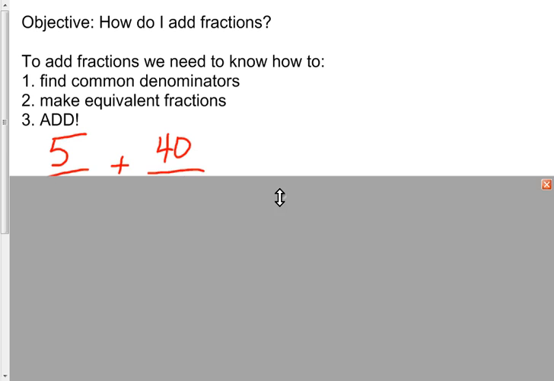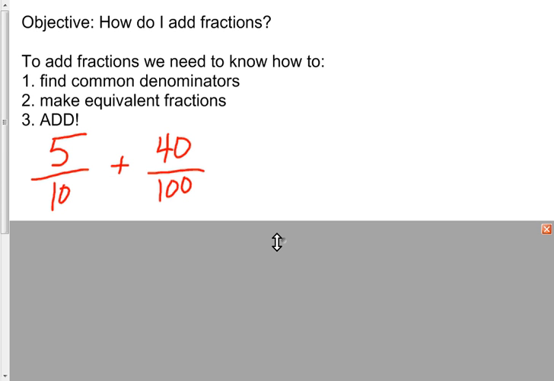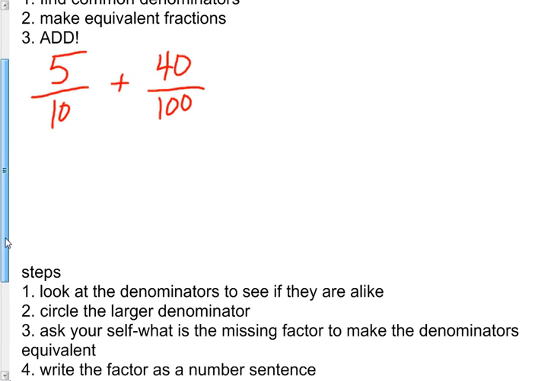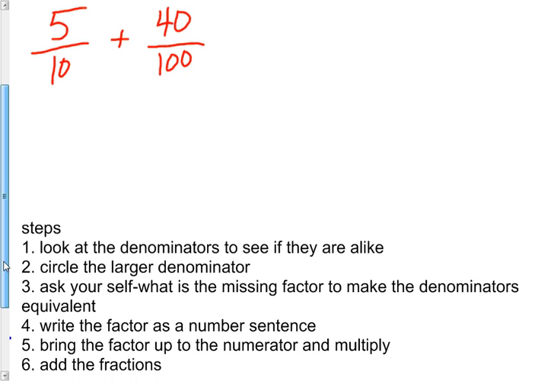And last, we need to know how to add. So we are going to work with these two fractions, 5/10ths and 40/100ths. Now the first thing I'm noticing is that our denominators are different. So we need to do something about that. We need to find common denominators. And I have some steps listed below that we're going to use to help us add these fractions together.